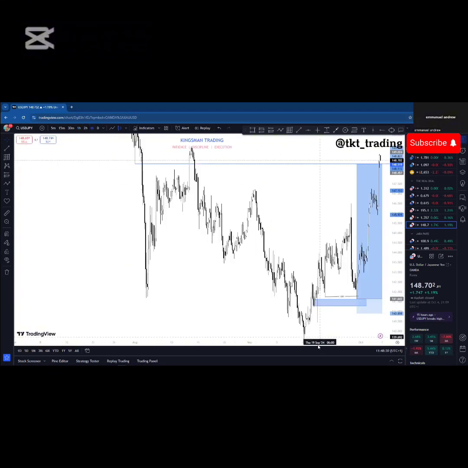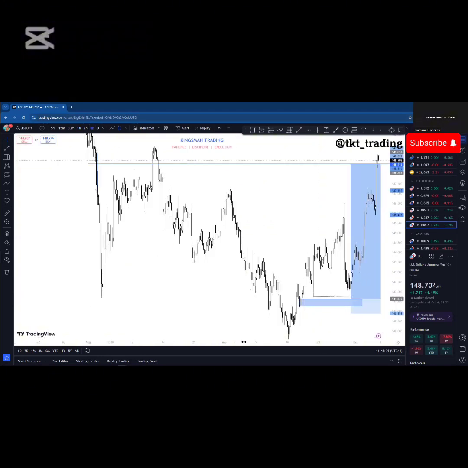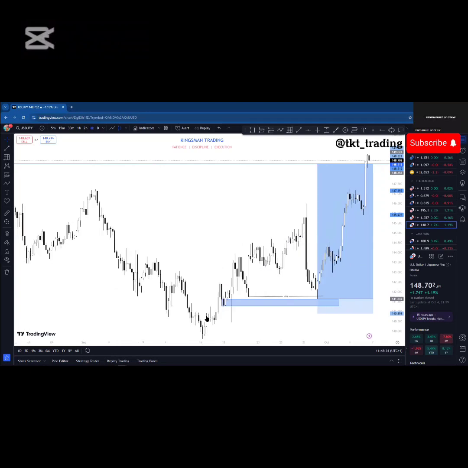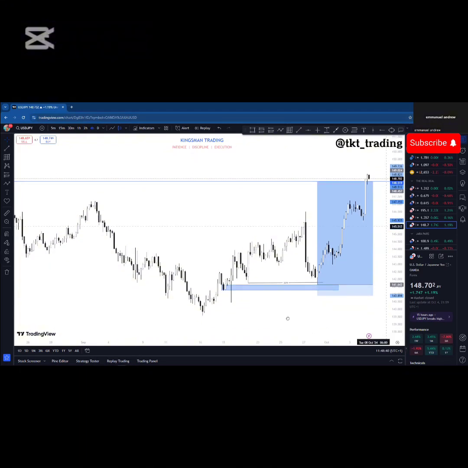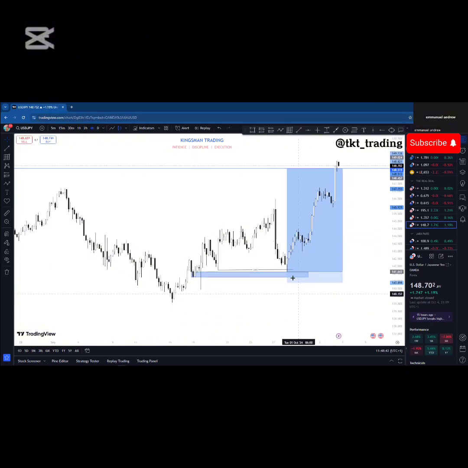Just like I said, a protected level is a low that swept liquidity of the previous low, and then you don't expect price to go beyond that level. So right here on USDJPY, this is a very mad setup and a sniper entry I got here. I sent this to the group.